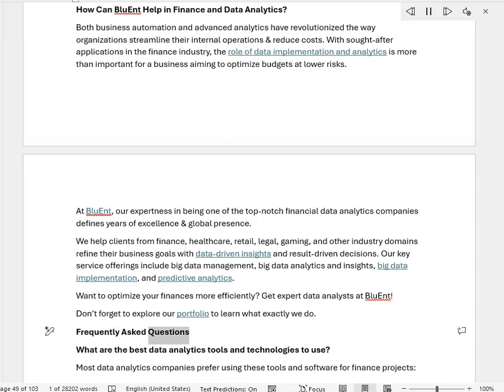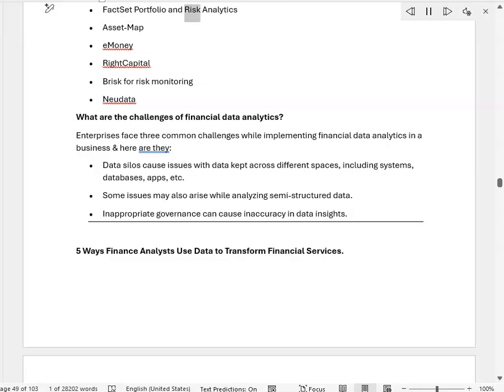Frequently asked questions. What are the best data analytics tools and technologies to use? Most data analytics companies prefer using these tools and software for finance projects: FactSet Portfolio and Risk Analytics, Asset Map, eMoney, Right Capital, Brisk for Risk Monitoring, NuData.